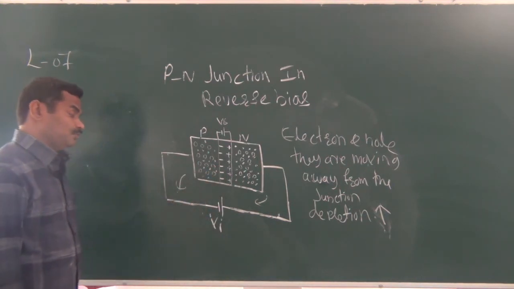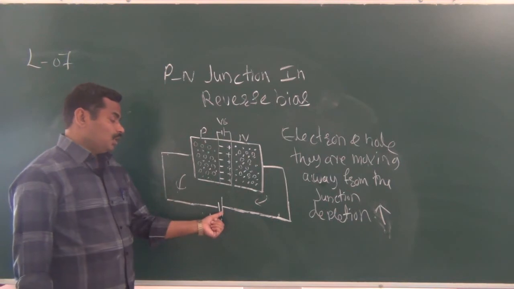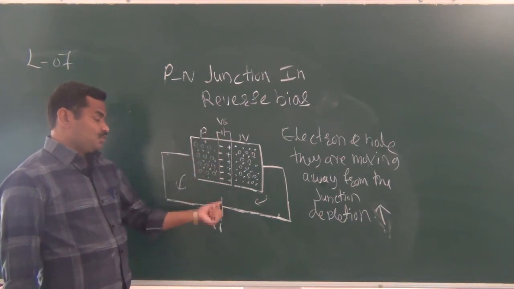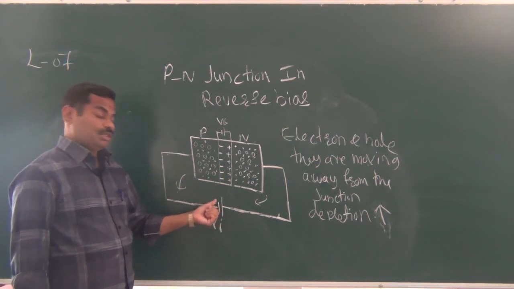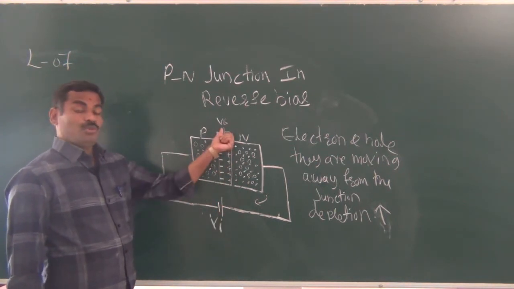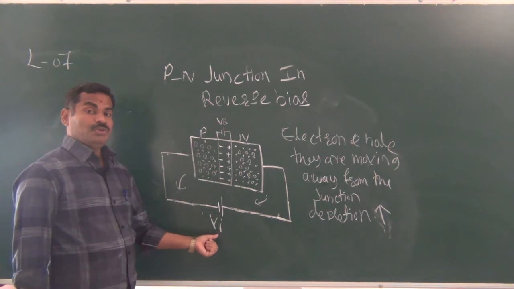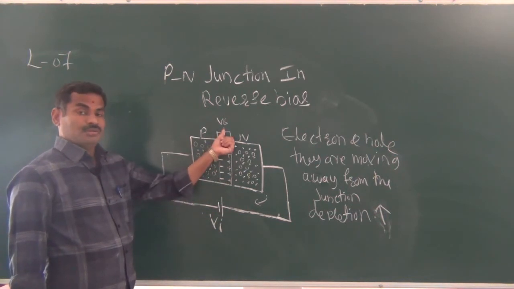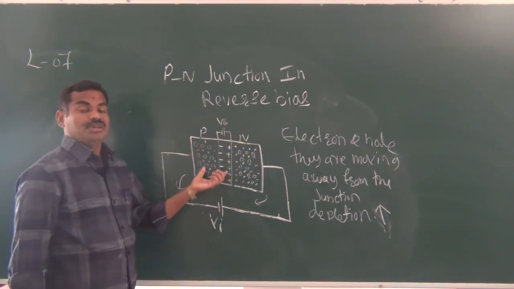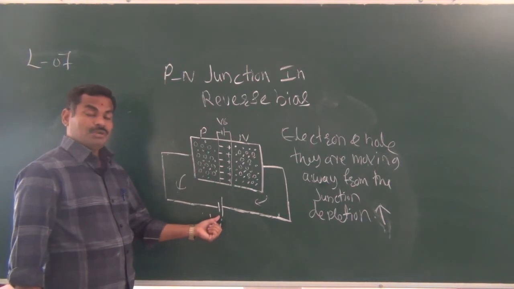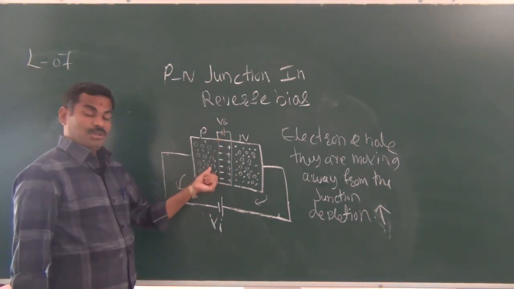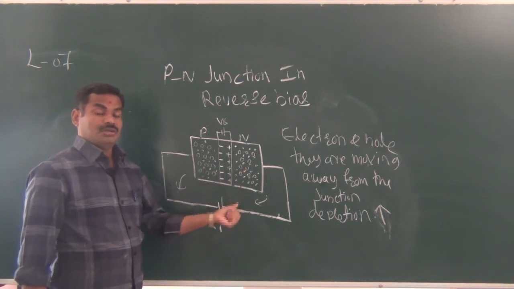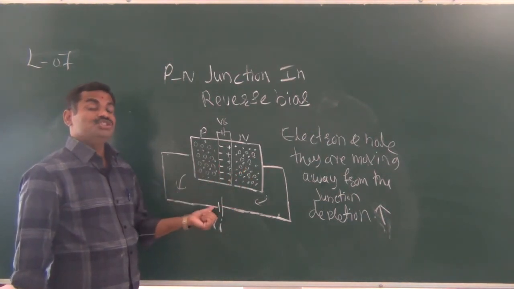And another important thing, you should look here. The applied voltage and the barrier voltage are in the same direction: negative positive, negative positive. Important thing, in the reverse bias the applied voltage supports the barrier potential. The applied voltage supports the barrier potential. That's why the barrier potential also increases. That's why it happens. It means the majority charge carriers are not moving across the junction.